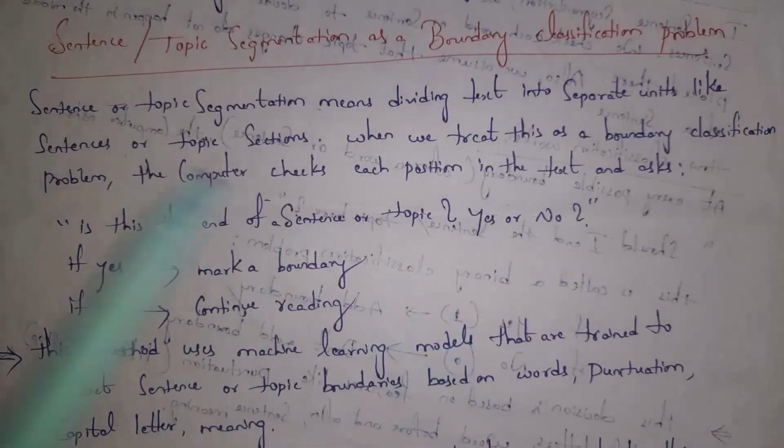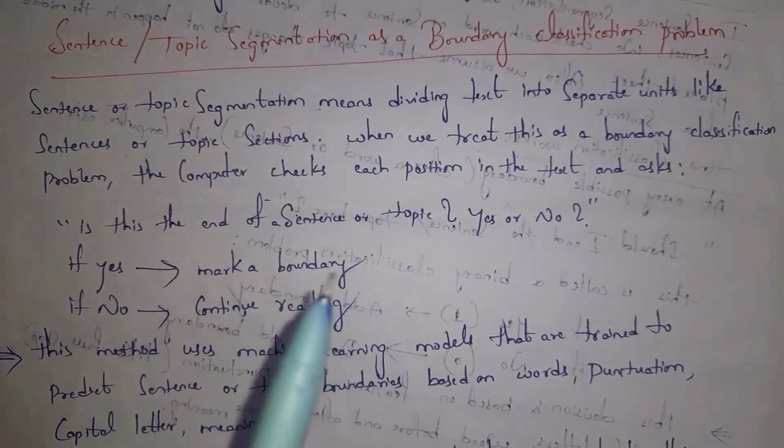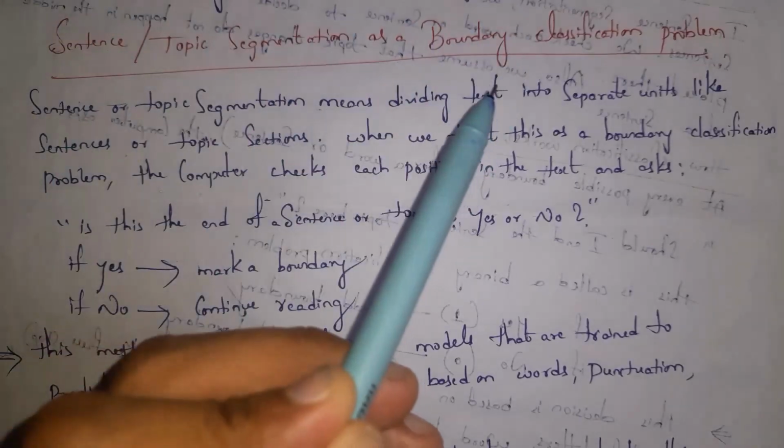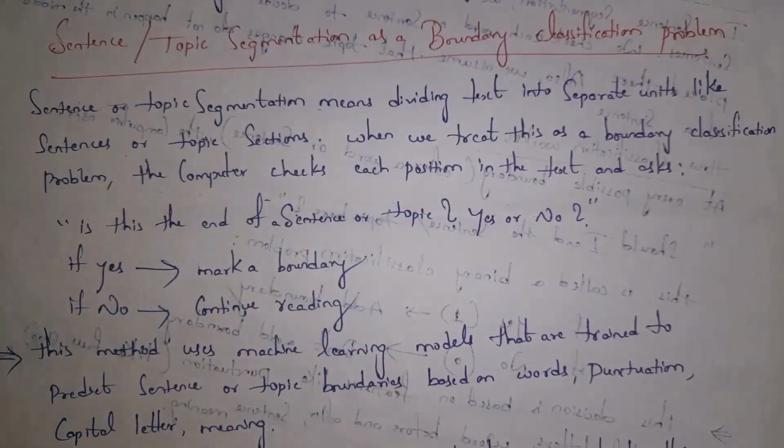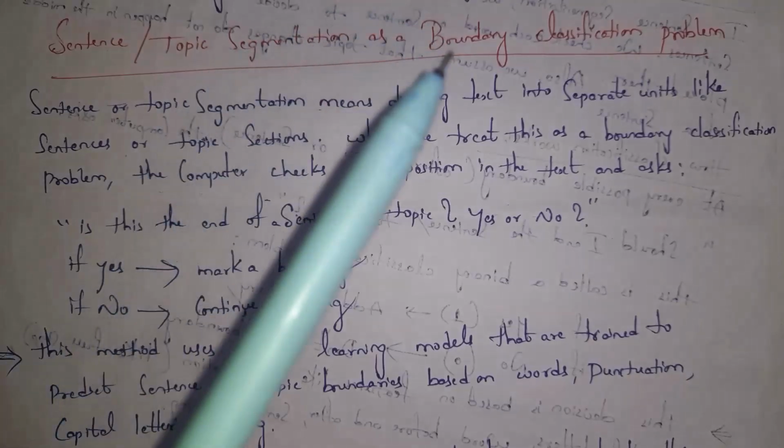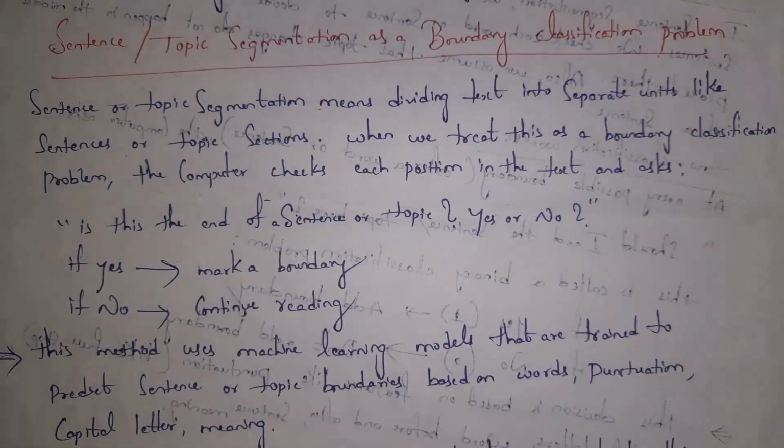Next I will explain sentence or topic segmentation as a boundary classification problem. In a sentence, boundary means where one sentence ends and a new sentence begins, whereas in a topic, boundary means where one topic ends and the next topic begins. So sentence or topic segmentation means dividing text into separate units like sentences or topic sections.